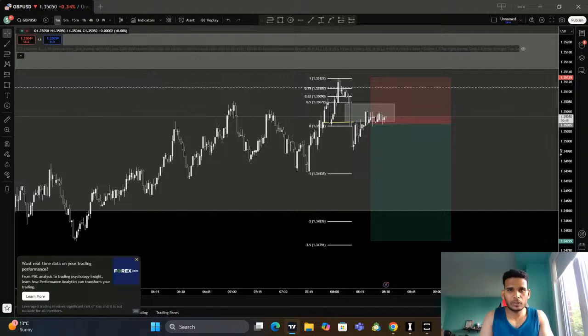It's printing the model once it taps the M15 fair value gap. Since it's tapped the 50% of the H1, it prints some model, like it takes all the liquidity and gives the structure of the displacement. So it's a valid model. That's the reason why I entered here. Let's see.